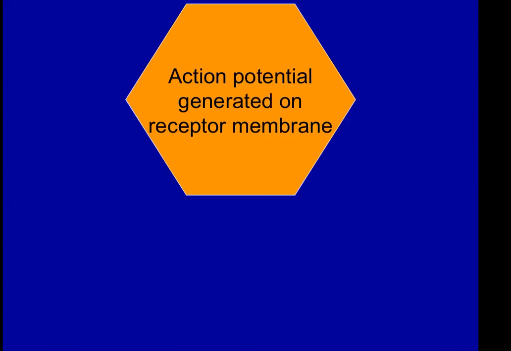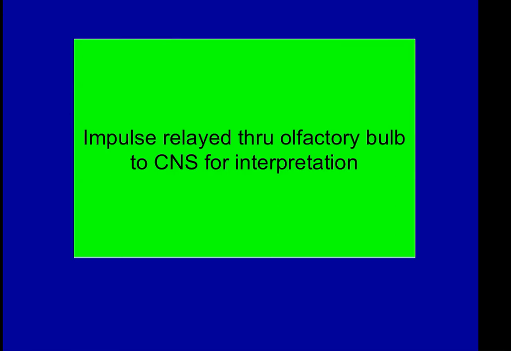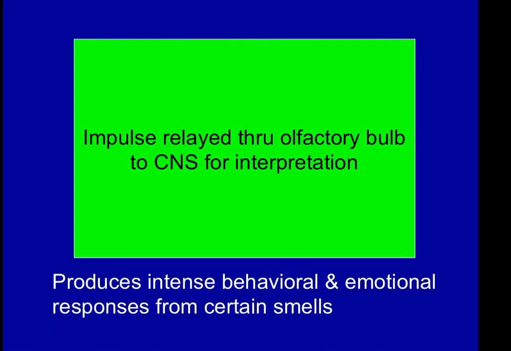Then the action potential gets generated on the receptor membrane. So once those odorant molecules bind with those detector proteins, as long as enough of them bind, we start to generate an action potential. This is a nerve impulse. Okay, and then the impulse gets relayed into the central nervous system through the olfactory bulb, and it gets interpreted. Basically, these smells can produce both behavioral as well as emotional responses, depending on the smell.